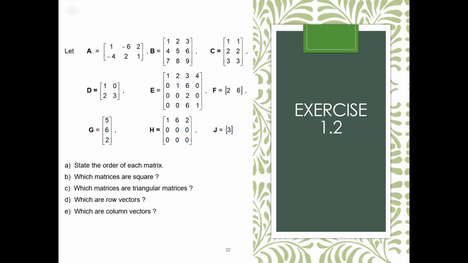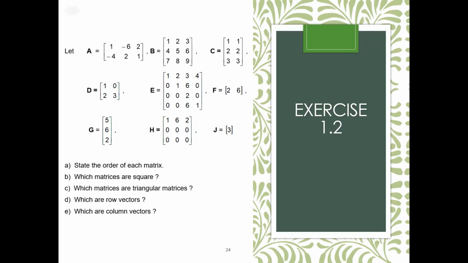B. Which matrices are square? Square here means the number of rows equal to the number of columns. Therefore, matrices B, D, E, H, and J are the square matrices. C. Which matrices are triangular? Triangular here means all the entries above or below the main diagonal are equal to 0. Therefore, only matrices D and H are triangular matrices.